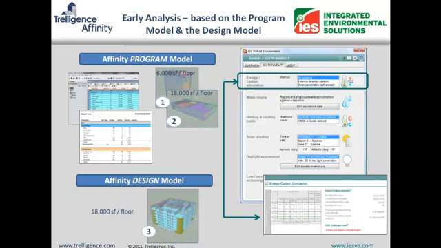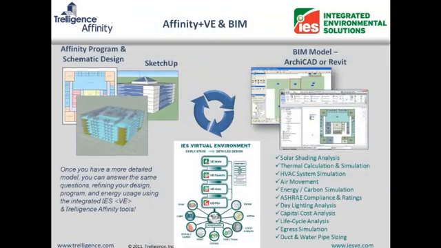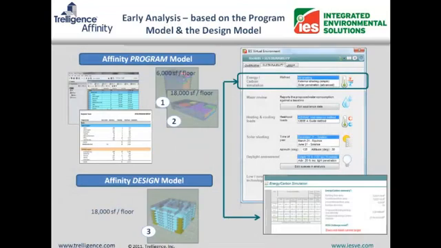Now, if you take a look at this slide, you can see that Affinity+VE can run VE analyses on the Affinity program data and the schematic design. Results from the program analyses are used to drive project requirements and make early decisions related to sustainability even before the schematic design is developed. Then analyses of the schematic design can offer even more detailed information, and project teams can update the program or Affinity design as new data is available.